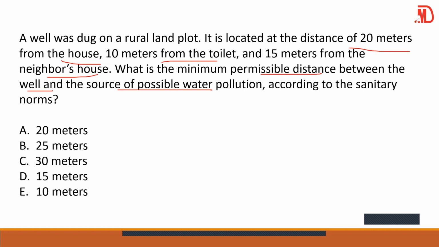So in normal soils, the minimum distance between the well and the source of contaminant should never be less than 15 meters. And a distance of 30 to 50 meters is always recommended. So from this question, what is the minimum permissible distance between the well and the source of possible water pollution? Definitely, we are thinking between 30 to 50, and hence your answer here should be C, 30 meters.